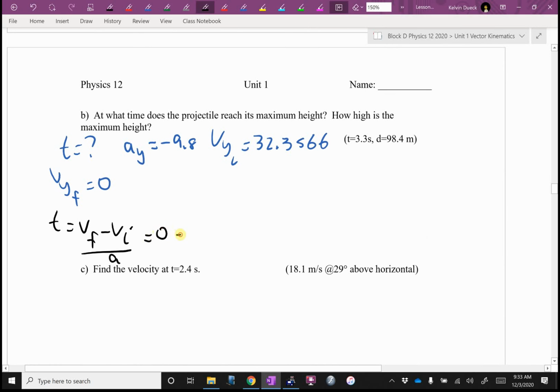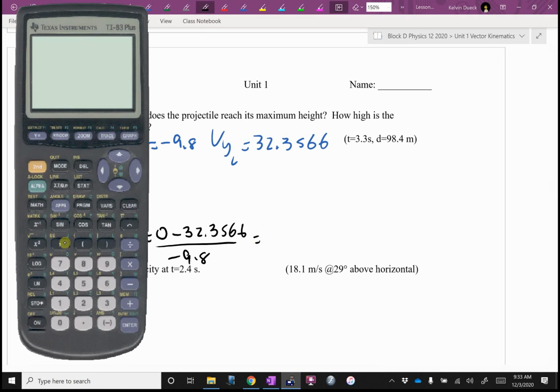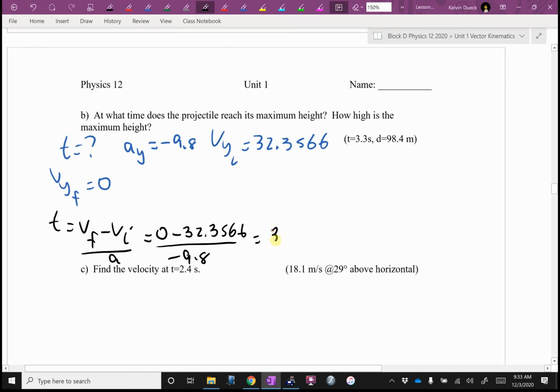Okay. 0 minus 32.3566 over negative 9.8. I didn't really leave you enough room here. I need to retype these and give more room. You get a time to the top of 3.3017. 3.3 is probably what I'd say in my answer, but I'll carry the extra sig figs because there was a part B.